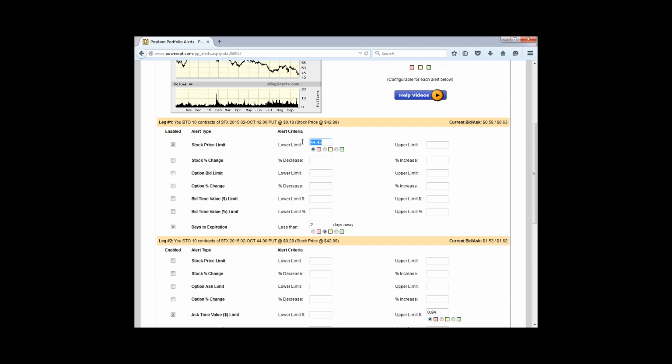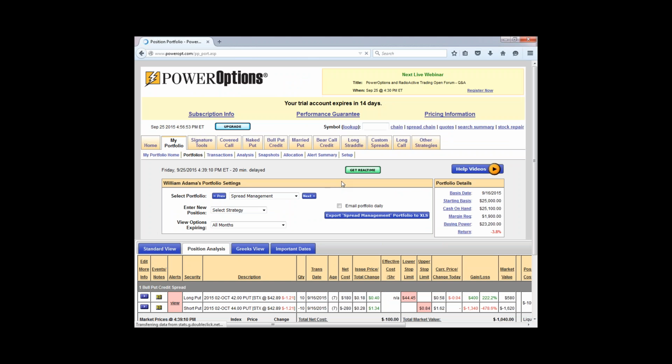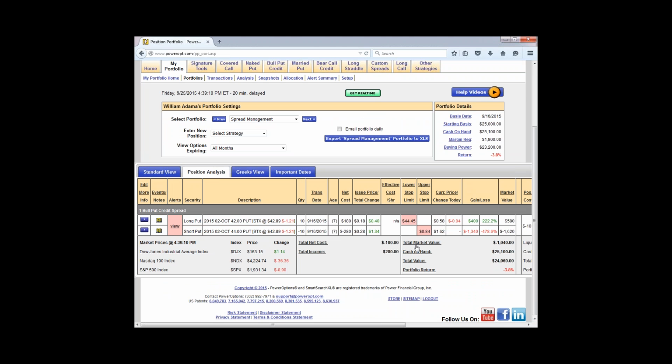And then of course we talked about the stock price range. Those are typically the ones that I start off with. All right. Now I'm going to go ahead and save those alerts in the portfolio, and we're just going to see red everywhere once we go back to the portfolio. We've hit our lower stop limit, of course. The short put has moved beyond 3 times what we originally received for it. And of course, we're probably below the SMA 20 by a ton at this point.